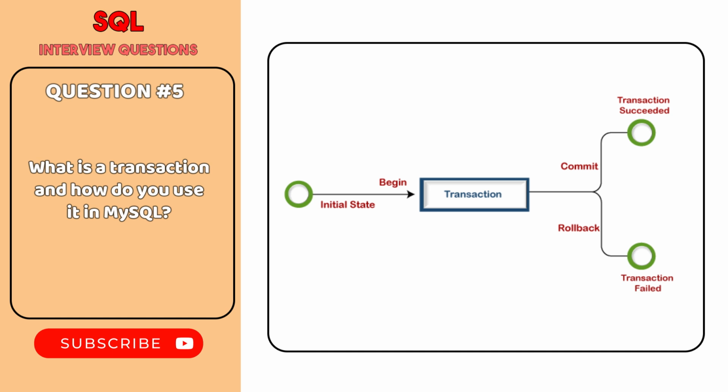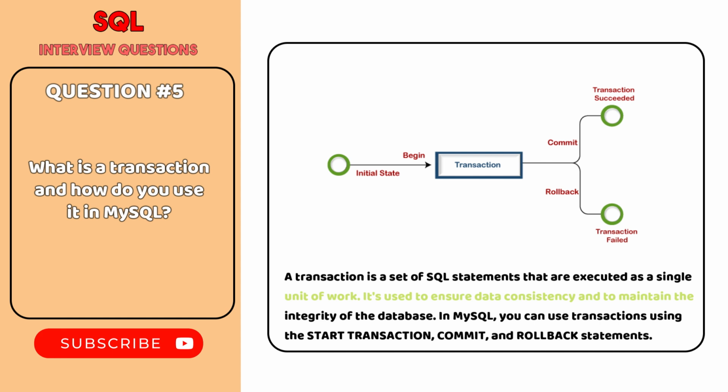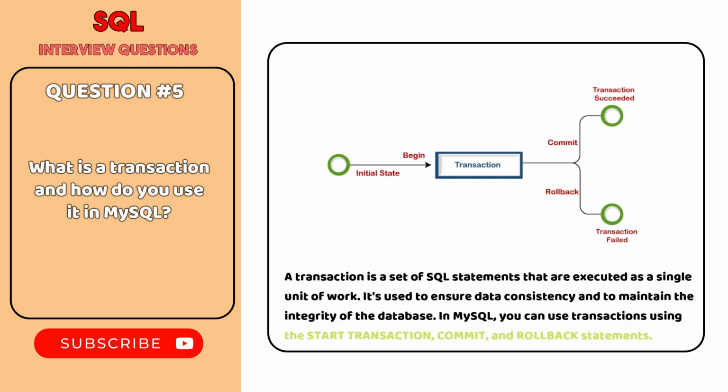What is a transaction and how do you use it in MySQL? A transaction is a set of SQL statements that are executed as a single unit of work. It's used to ensure data consistency and to maintain the integrity of the database. In MySQL, you can use transactions using the START TRANSACTION, COMMIT, and ROLLBACK statements.